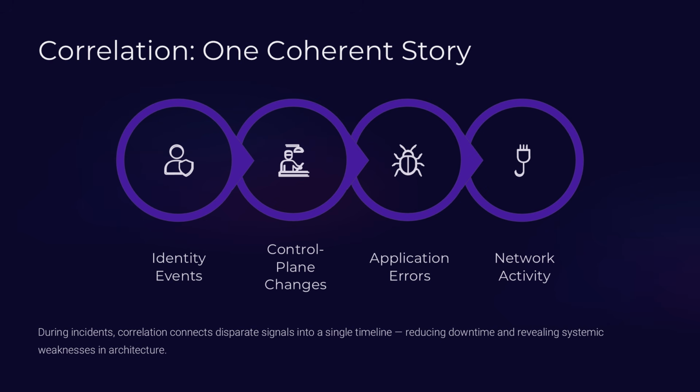Correlation means you can connect identity events, control plane changes, application errors, and network activity into a coherent timeline. Leaders care because correlation reduces downtime and improves crisis communication. Architects care because correlation reveals systemic weaknesses and helps improve reference architecture patterns.